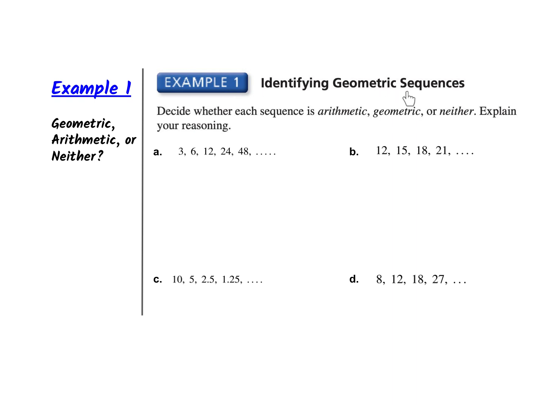Example 1, identifying geometric sequences. Decide whether each sequence is arithmetic, geometric, or neither. So write down our key ideas on the left-hand side, and let's get started.